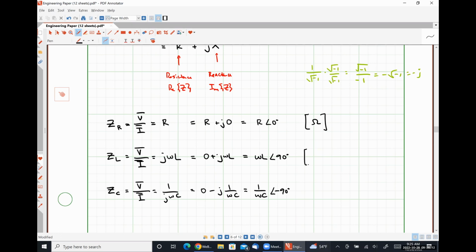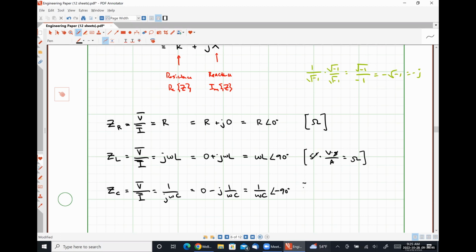So the units of the impedance of an inductor is omega, which is radians per second, so per second, multiplied by henries, where a henry is a volt second per ampere. So the seconds and the per seconds cancel, and a volt per amp is an ohm. So the impedance of an inductor is also measured in ohms.